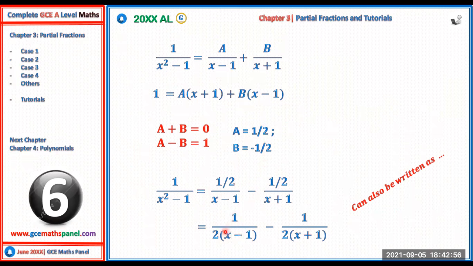So you have 1 over, but you must now put brackets here. You must put brackets. 1 over 2. Can you see? Now minus, this one is a half. So I'll write minus 1 and bring down this denominator, 2 into x plus 1. So be very, very careful when the values of A and B are fractions. It can be written like this.